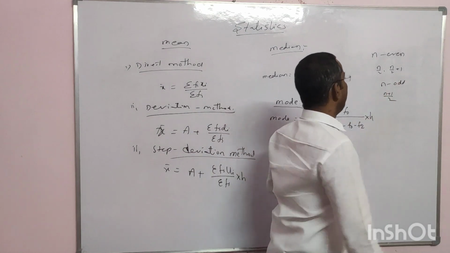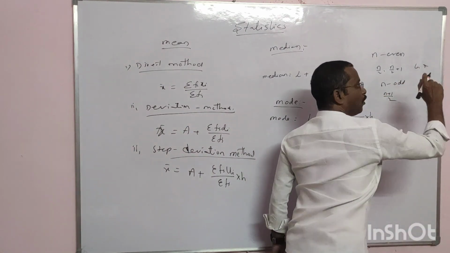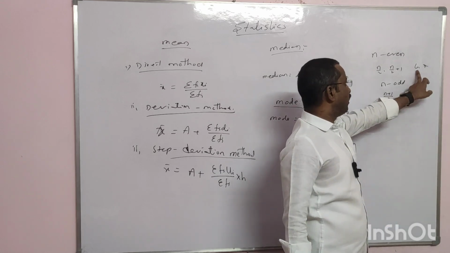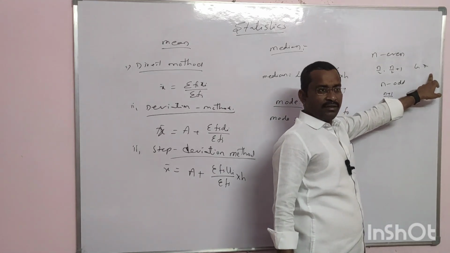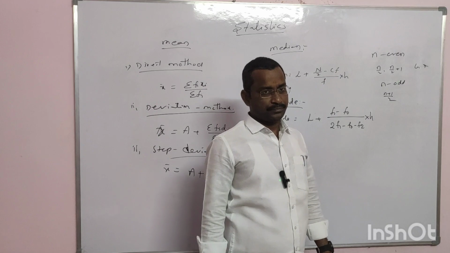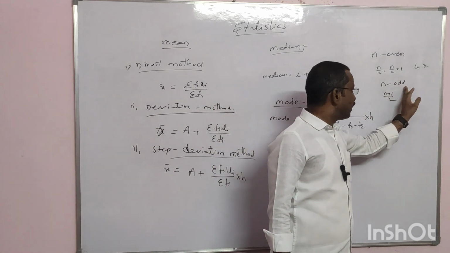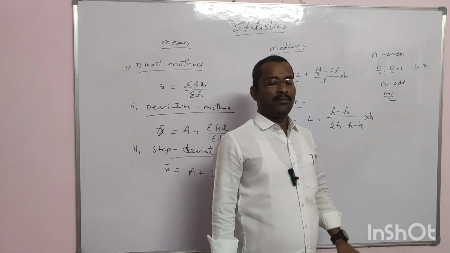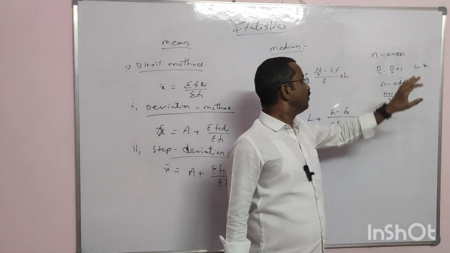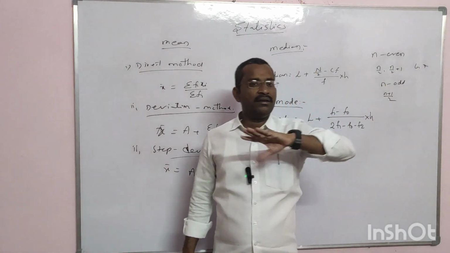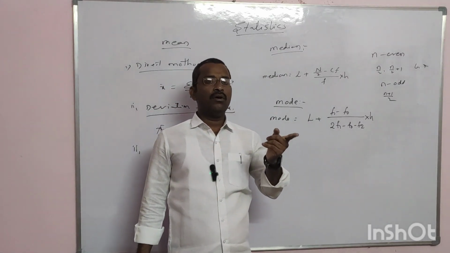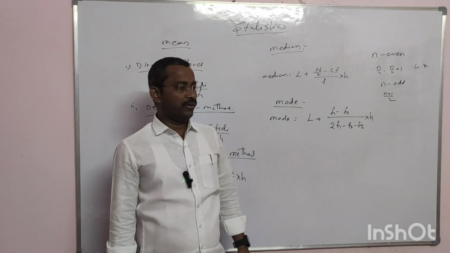If n is an odd number, there will be only one median term, that is (n plus 1) by 2. For example, if you get 6 and 7 as the median terms, then you need to find the average of 6 and 7, and that is the median. But if the number of observations is odd, you will have only one median term. The condition is that before using this formula, the data must be arranged in ascending or descending order, smallest value to biggest value or biggest to smallest.